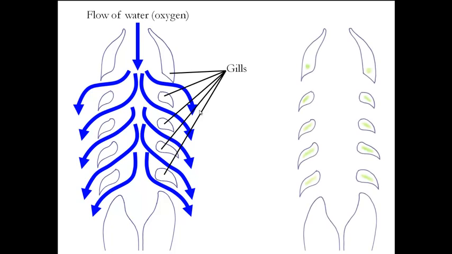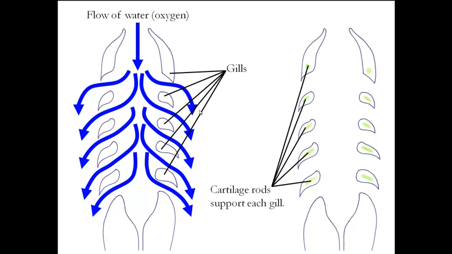Now, for the gills to do their job, they have to be relatively stable, relatively stiff, so there are cartilage rods supporting each gill. No big deal there.